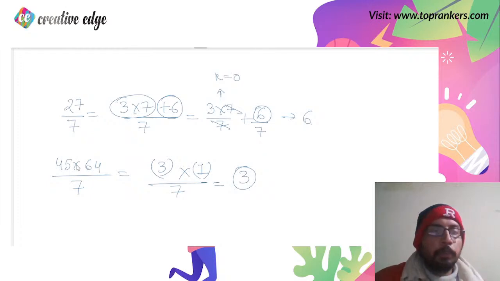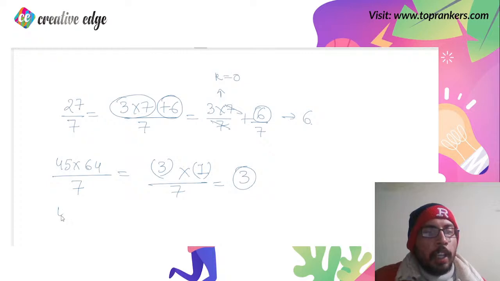Second approach is again 45 into 64 upon 7.